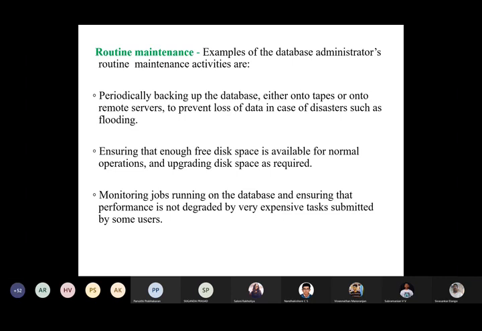And finally, monitoring jobs running on the database and ensuring that the performance is not degraded by very expensive tasks submitted by some users, right? Wherever we have a system, some users will be using the particular system. They may submit some expensive task and degrade the performance of the entire system. So we need to balance the usage of all the users who are using a particular resource. Monitoring the jobs run by the different database users and ensuring that the performance is not degraded by some expensive task submitted by some user is done by the database administrator, right?